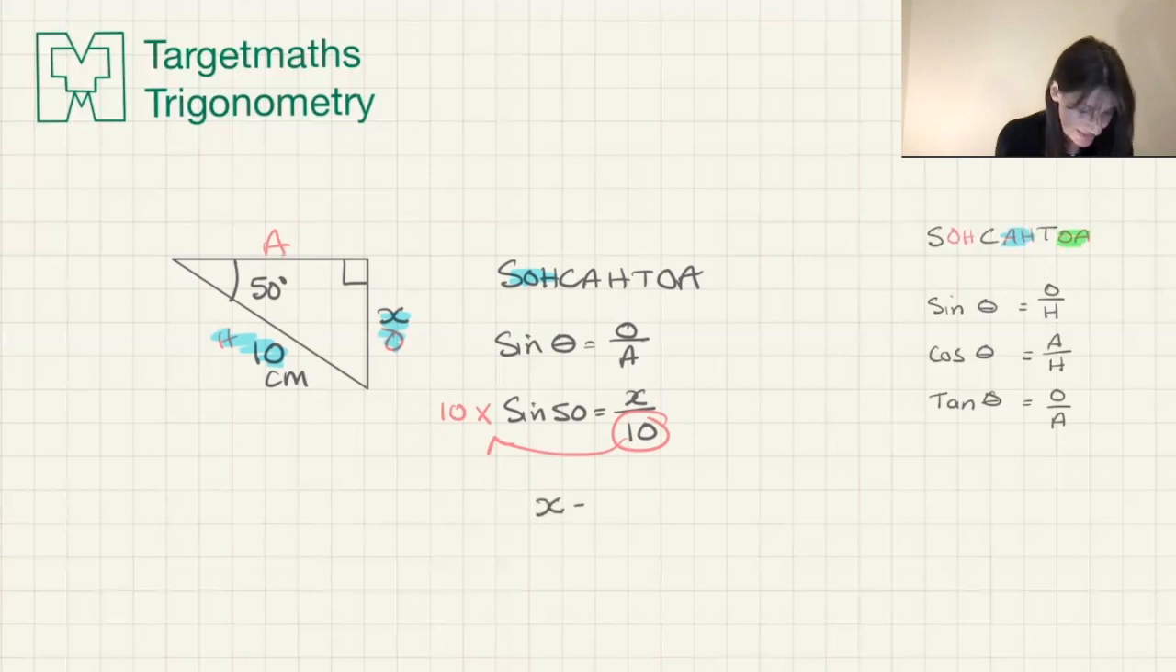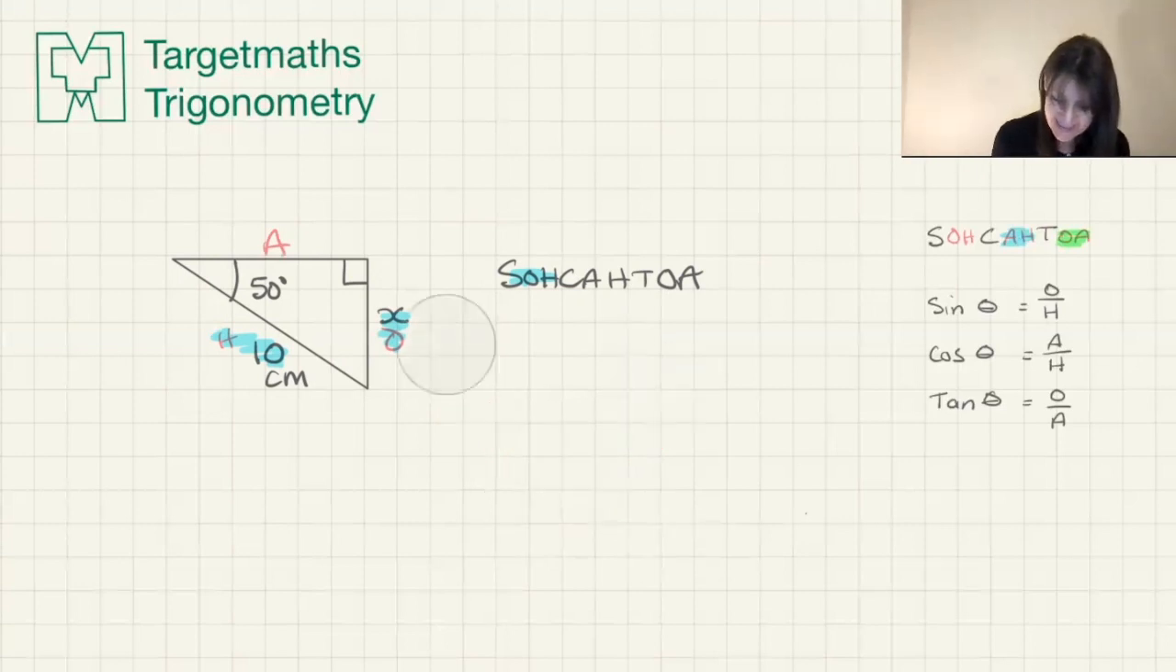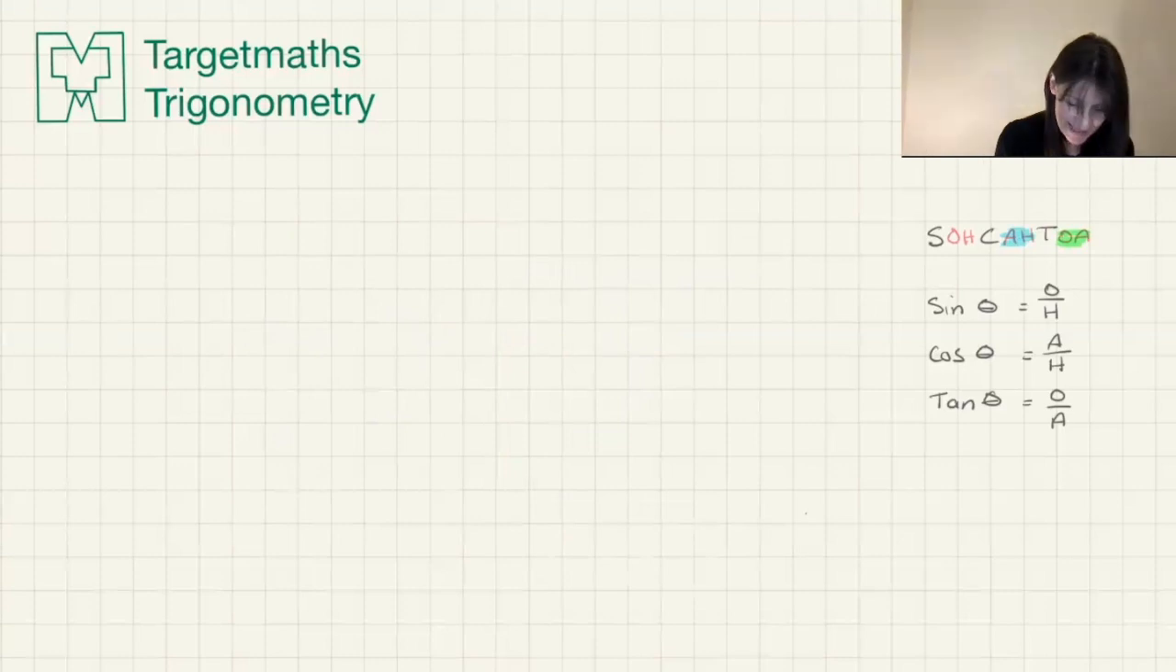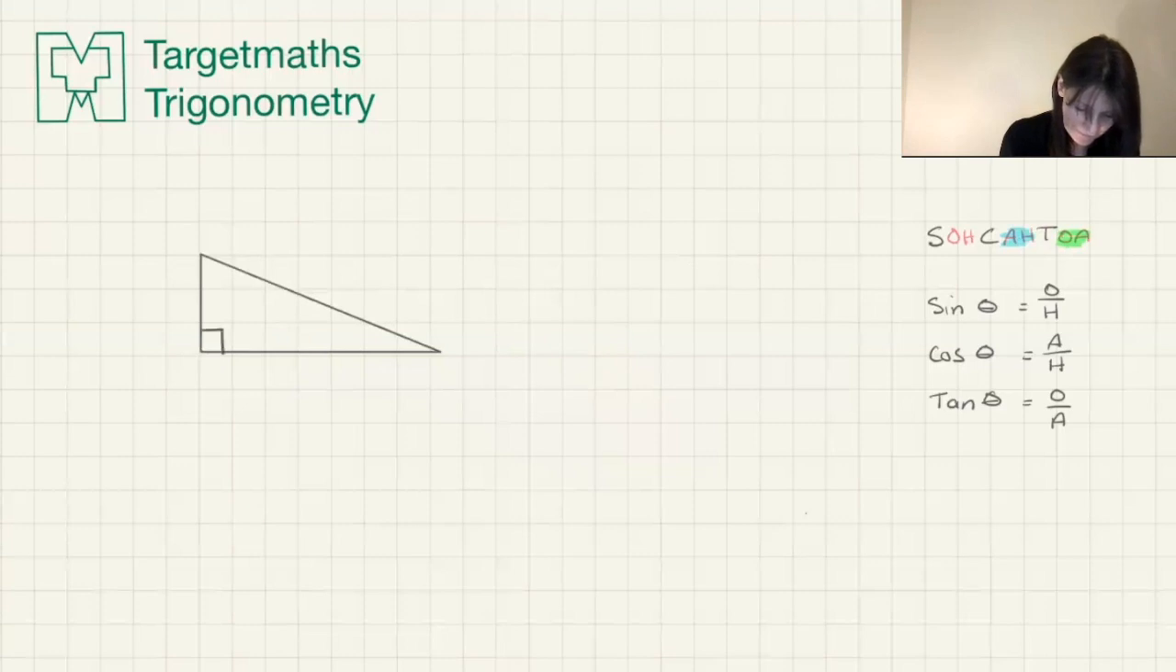So my value of X is 7.6604. On and on it goes. Round that to 1 decimal place, and you've got 7.7 centimeters. So well done if that went the way you wanted it to. All right, our next one. We're going to have 71 degrees, X, 6.8. Hit pause and press play when you're ready.